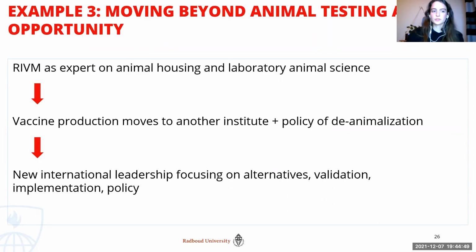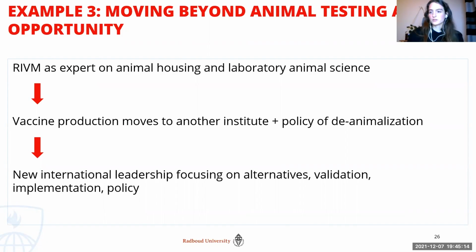But then at a certain point, their vaccine production moves to another institute. And that was a big part of their animal research. And then they also had the policy of what they called de-animalization. So they also wanted to move away from animal testing. And as a result, they had fewer and fewer animals, and they were much less involved in animal testing.